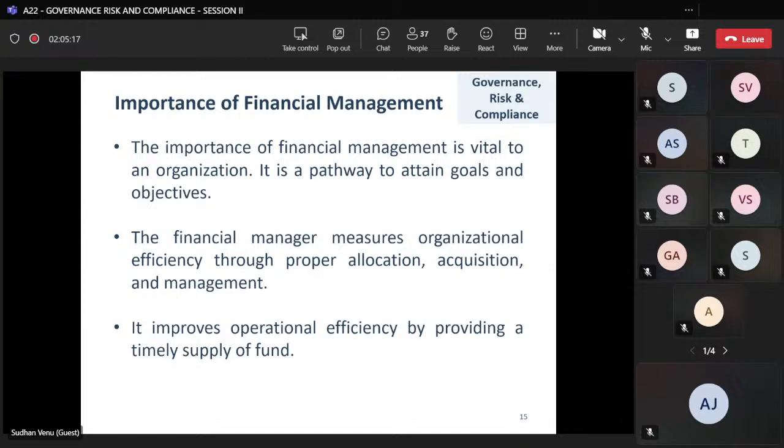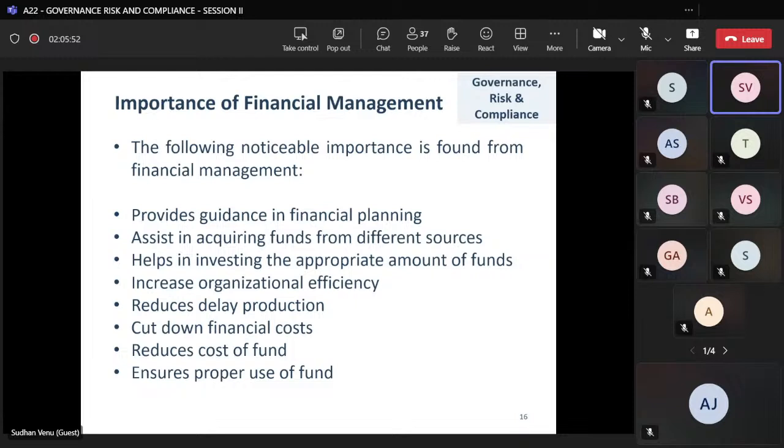The importance of financial management is that it provides guidelines in financial planning and assists in acquiring funds from different sources. It helps in investing an appropriate amount of funds, increases organizational efficiency, reduces production delay, cuts down financial cost and the cost of funds, ensures the proper use of funds, controls the financial aspects of the business, provides information through business reporting, and makes employees aware of saving funds. So everything is handled by financial management, and this is its importance.